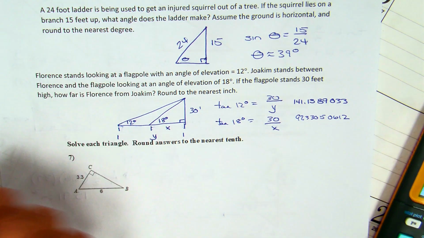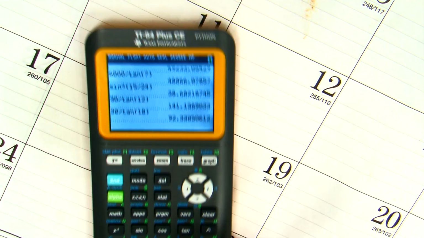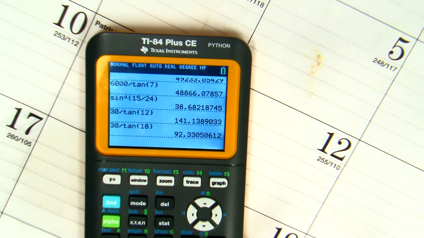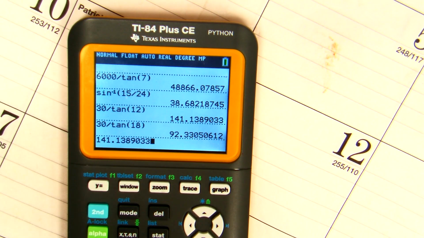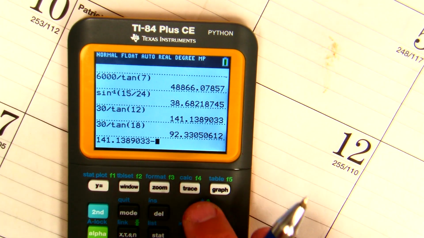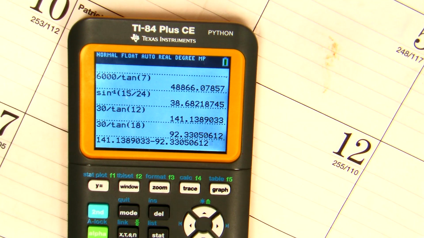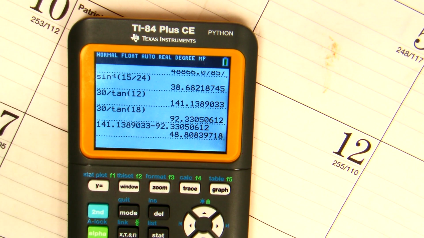Subtract. All right? So, I'm going to play with the calculator a little bit. I'm going to use the up to get back to that. Highlight it. I hit enter. Minus, and I'm going to use the up. Go back to that again. You do not need to do that. You can round to the thousandths place and you'll be fine. And you get about that, 48.808.